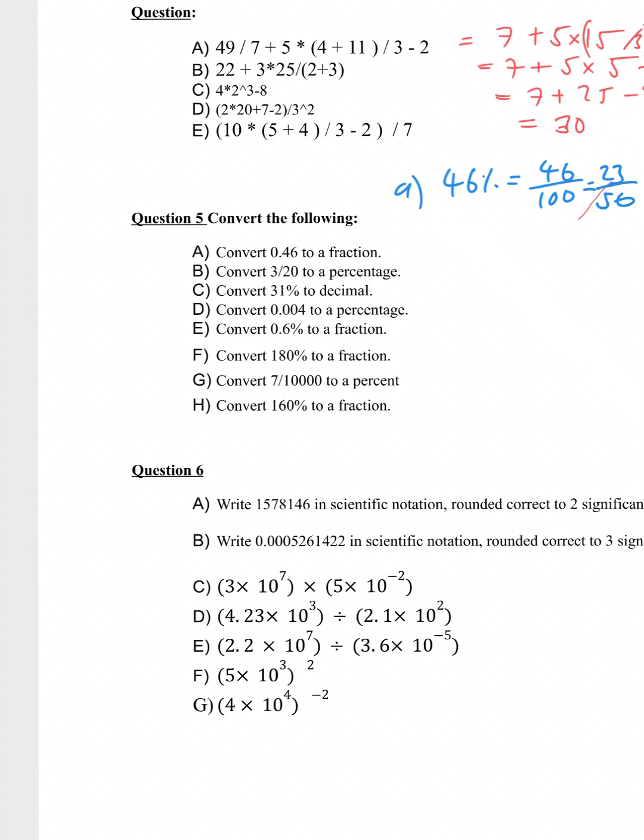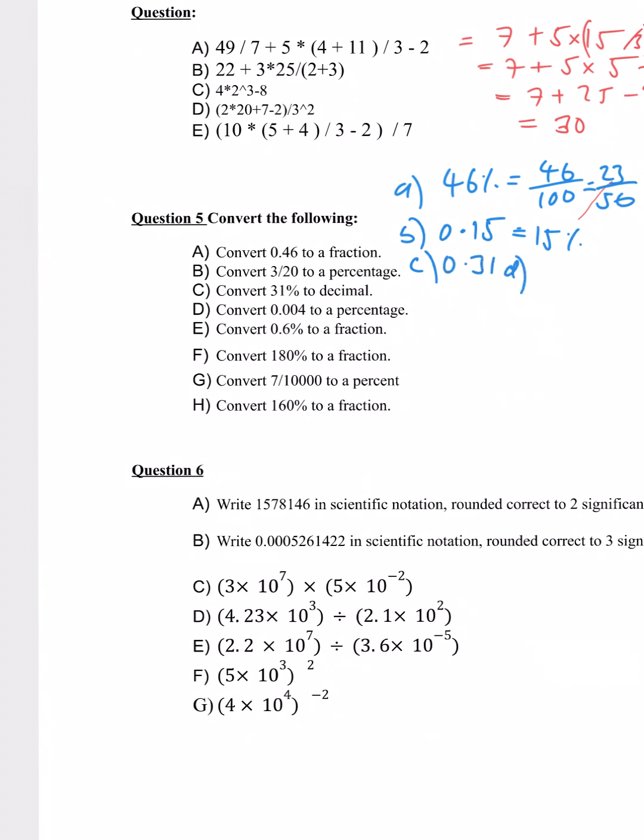Convert 3 over 20 to a percentage. So the best thing to do here is go to your calculator and say 3 divided by 20. And the number you'll get there will be 0.15. And then as a percent, that's 15%. Okay, part C, 31% to a decimal, very easy I think, divide by 100, 0.31.